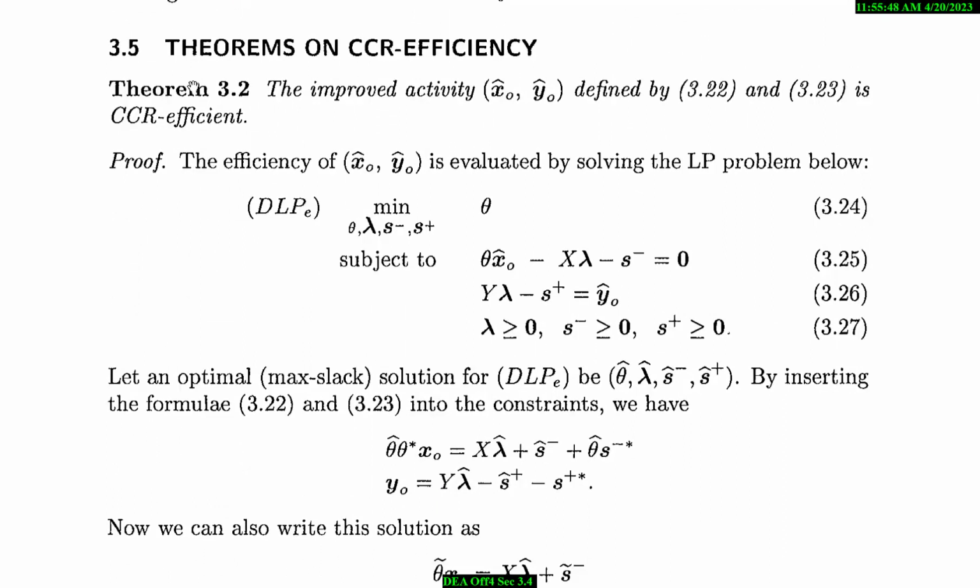Now we give some theorems on CCR efficiency. The first one is theorem 3.2. The improved activity X hat O and Y hat O defined by 3.22 and 3.23 is CCR efficient.